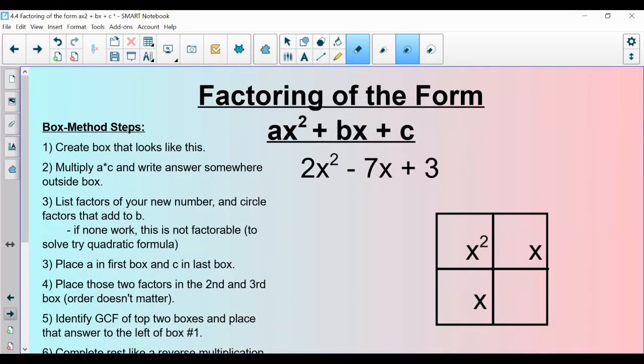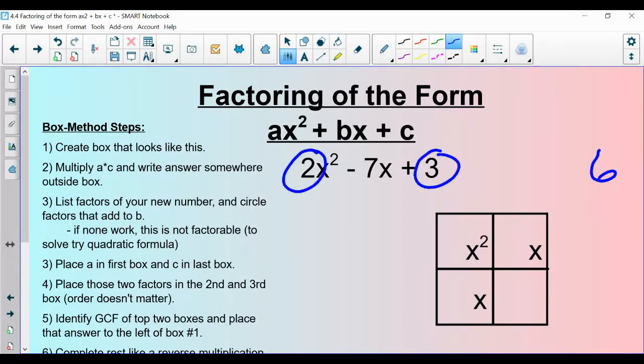We do have quite a few examples of this. I do want to flood you with examples, and each one is slightly different, except, I guess, the second one. The first two are just traditional problems, and then I kind of start mixing it up. So step 1 says to create the box that looks like this. And then we take the a term and the c term, and we multiply those together and write it outside the box.